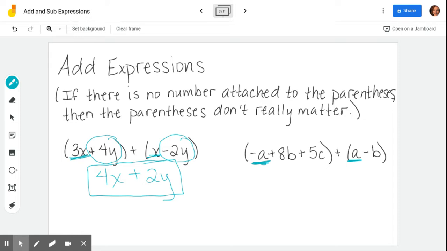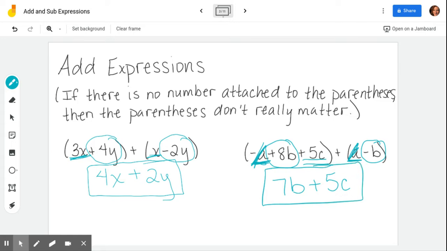I don't want to put 0a. If there's none of them, then they wouldn't even be in our answer. So my a's just drop out. They're gone. I'm not going to have that in my simplified expression for my answer. For my b's, I have a positive 8b minus 1b. 8 take away 1 leaves me with 7b. And then I've got this positive 5c, nothing to put with it, so I just stick it in the answer, plus 5c. And again, don't do anything else with it. Unless I'm given more information, I can't do anything else. That is my answer.